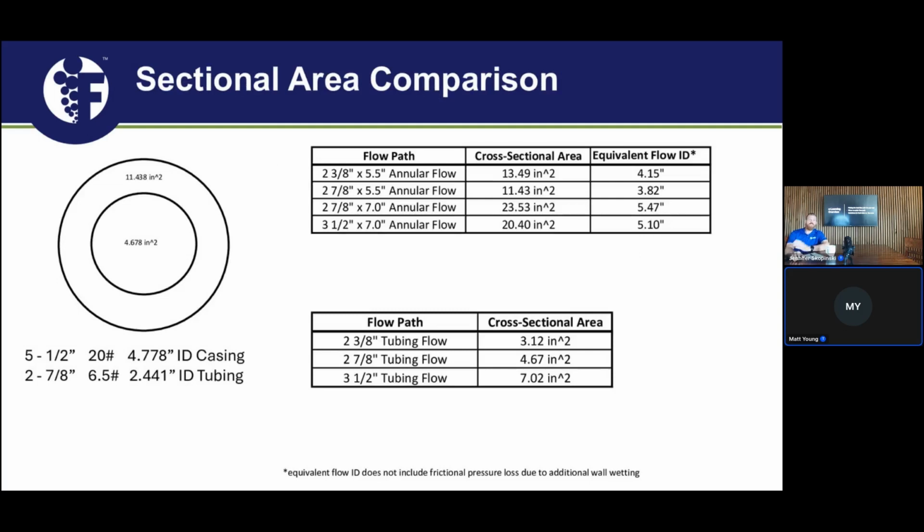2 3/8 is going to yield the smallest flow area in terms of cross-sectional areas, square inches. And then 2 7/8 inside 7-inch is going to yield the largest cross-sectional area in square inches. So we have 3 square inches for 2 3/8 and all the way up to 23 square inches for 2 7/8 inside 7-inch. So you can kind of see that progression from 2 3/8, 2 7/8 to 3.5, and then our different flow areas for annular flow.